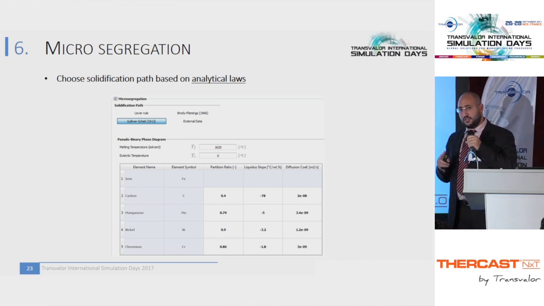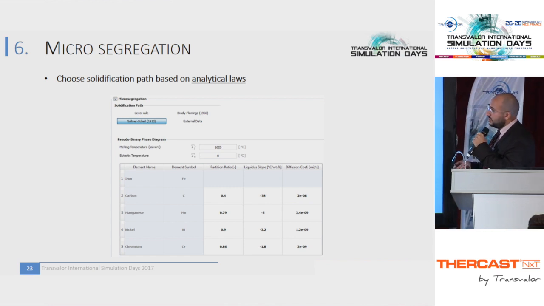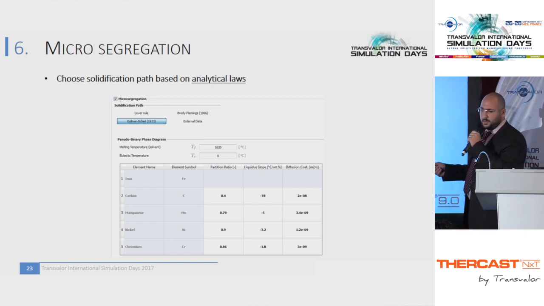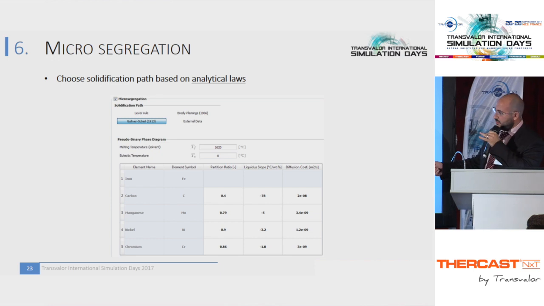However, there are 2 exceptions. If you are using steels, we may have an approximation, which we call the pseudo-binary phase diagram. So in this example, I'm taking a steel and applying the Scheil model to this alloy, which is iron, carbon, manganese, nickel, and chromium. Here we cannot see the nominal composition because it was defined in the other tab.